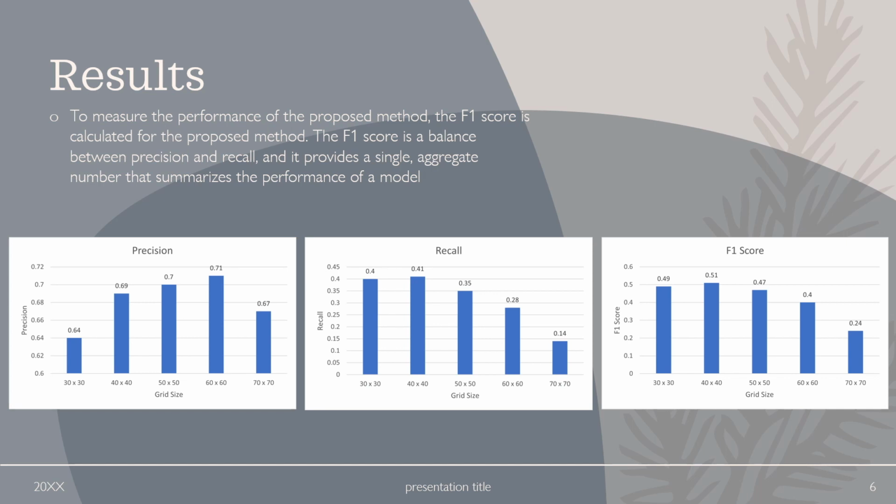To perform the experimentation, we have used different grid sizes, and then we have calculated the precision, recall and F1 score. To measure the performance of the proposed method, the F1 score is calculated. The F1 score is a balance between precision and recall, and it provides a single aggregate number that summarizes the performance of the model. As you can see in this slide, for 40 by 40 pixels, we were able to achieve an F1 score of 0.51. This is the maximum F1 score that we were able to achieve with this experimentation.